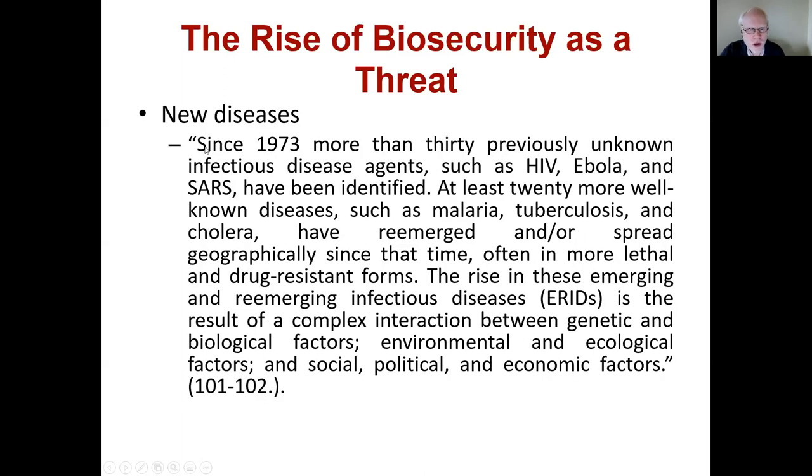New diseases. So not only do we have more people working in biotechnology, but we've also seen the rise of new diseases. And so that's helped increase threat. Since 1973, more than 30 previously unknown infectious disease agents, such as HIV, Ebola, and SARS, and now we can add Corona or COVID-19, have been identified, because SARS technically is a coronavirus. At least 20 more well-known diseases, such as malaria, tuberculosis, and cholera, have reemerged or spread geographically since that time, often in more lethal and drug-resistant forms.